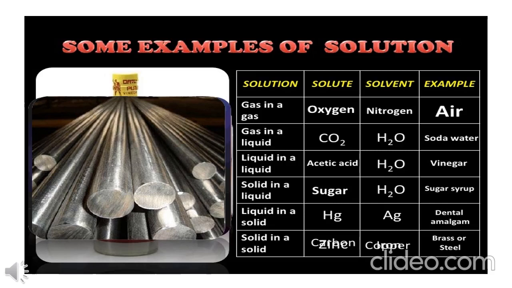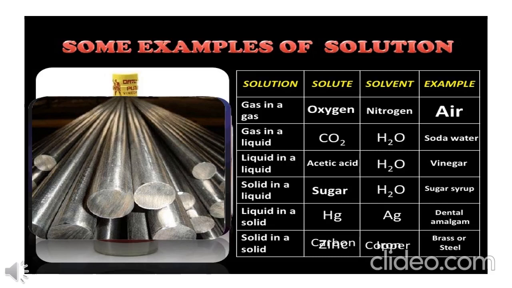Next, generally we are using in our houses vinegar. In the vinegar, solute is acetic acid and solvent is water. Here both are present in liquid state. It's a best example for liquid solutions. Next example is sugar syrup. Here we have taken sugar as the solute and water is the solvent.